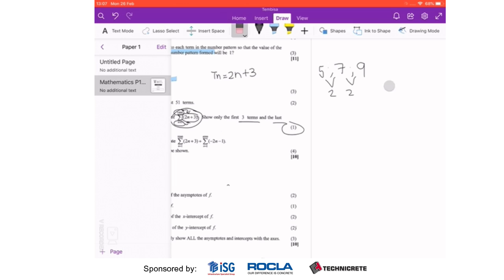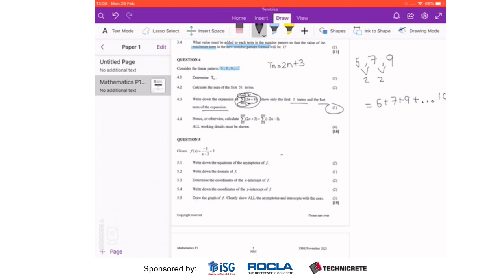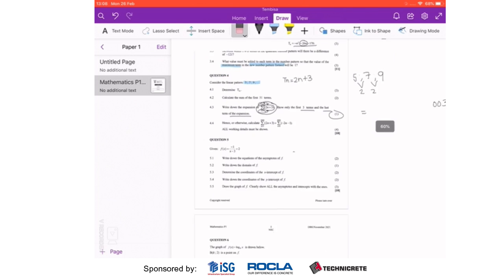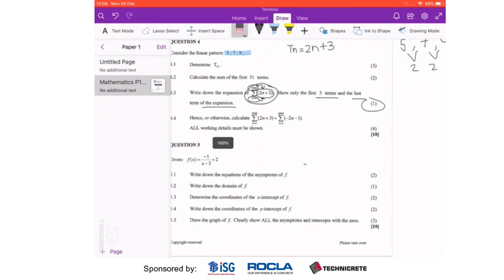Let's show the first 3 terms. So this is equal to 5 plus 7, because it's the sum, plus 9, plus dot dot dot up until the last term, which we got to be 10,003. That was just 1 mark, because they were checking your understanding of the sum notation.